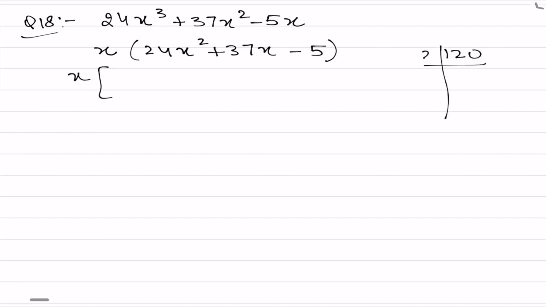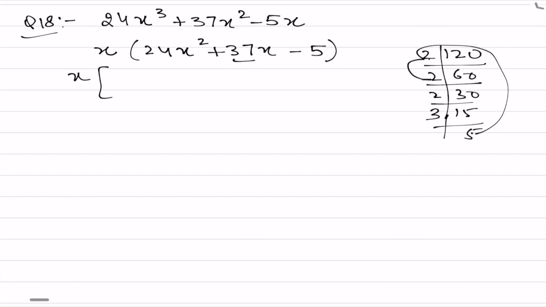So we will take out the factors of 120 and arrange them in such a way that we will get 37. So see, 5 into 2 is 10, 10 into 2 is 20, 20 into 2 is 40. So 40 minus 3. So this common x will remain out only. So 24x square plus 40x minus 3x minus 5.